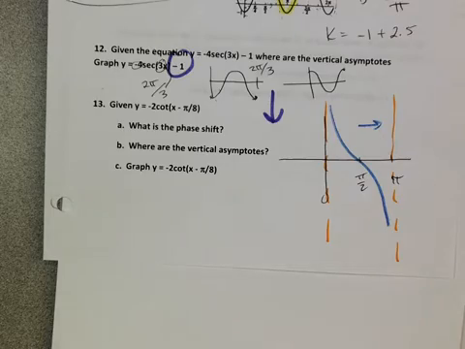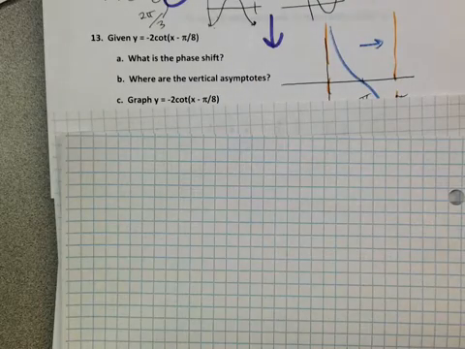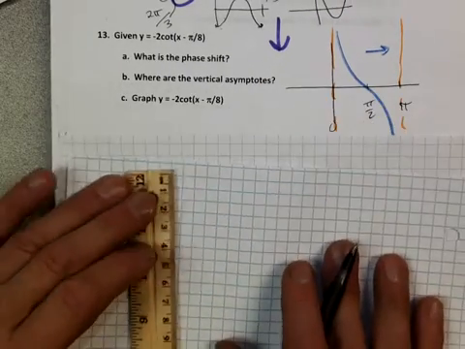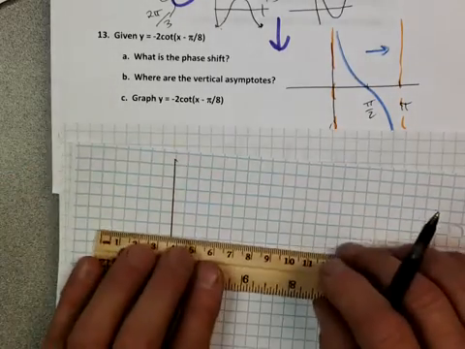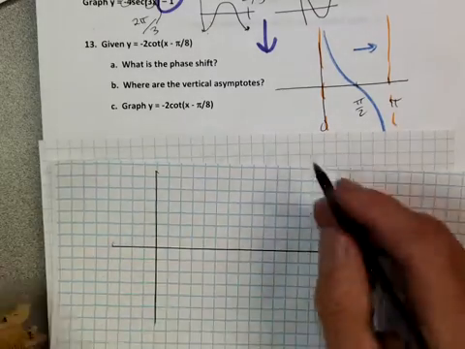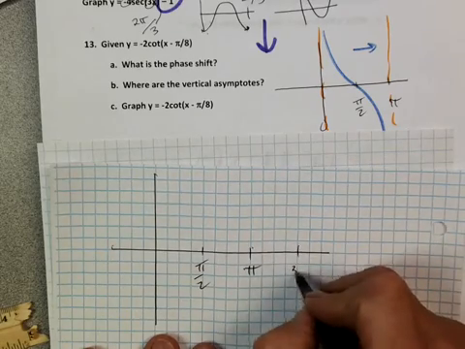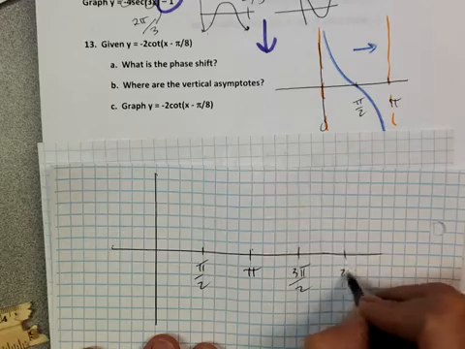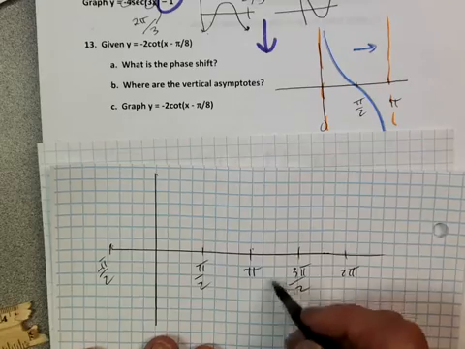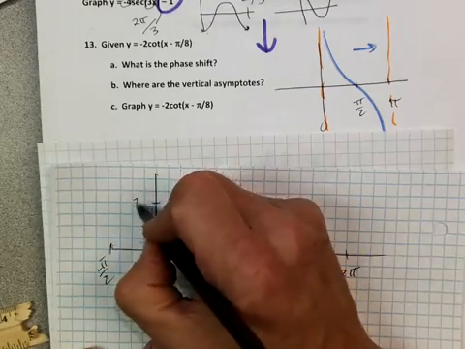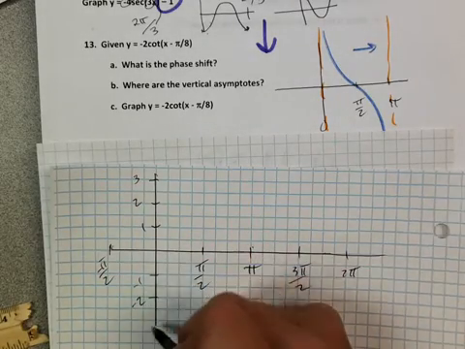Alright, so let's see if I can do that. Take my graph paper, slide this up, put my axes in, and I'm going to go pi halves, pi, 3 pi halves, 2 pi, negative pi half. So I like to go every 4 squares. Let's make that 1. Let's make that 2, 3, negative 1, negative 2, negative 3.